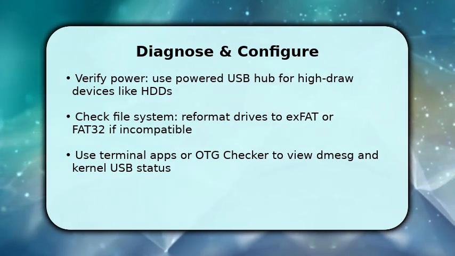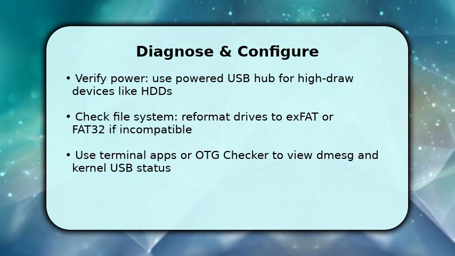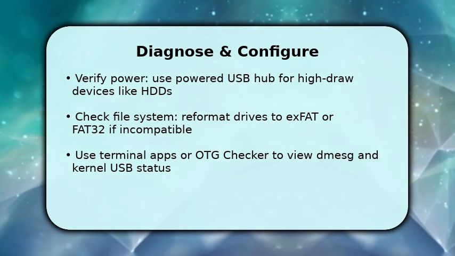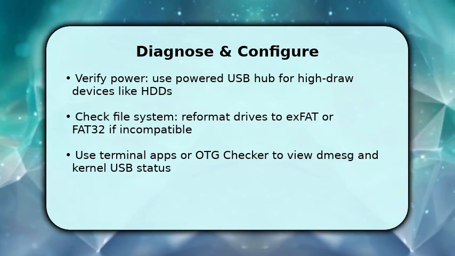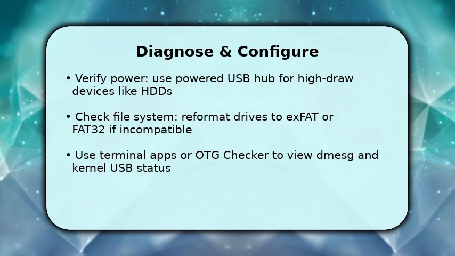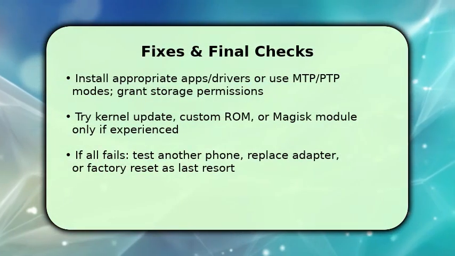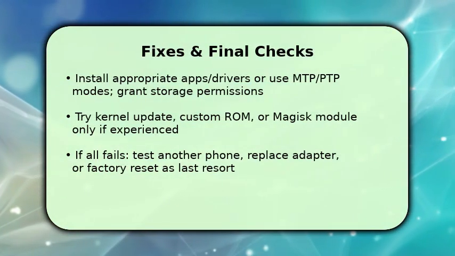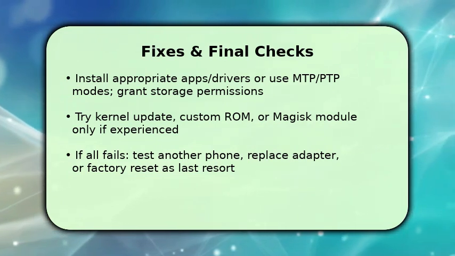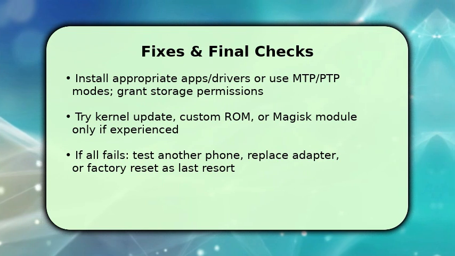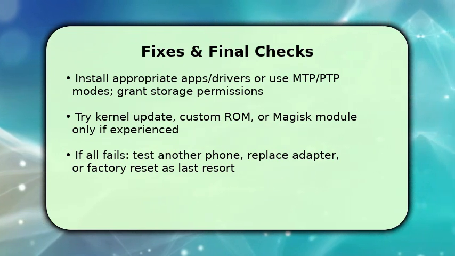If it still fails, use a terminal or OTG diagnostics app to read kernel messages and USB device ID to pinpoint driver or enumeration problems. You finish by applying fixes informed by diagnostics. Install an OTG supporting file manager or driver package, switch to MTP or PTP mode, and grant storage permissions when prompted because Android blocks mounts without consent.